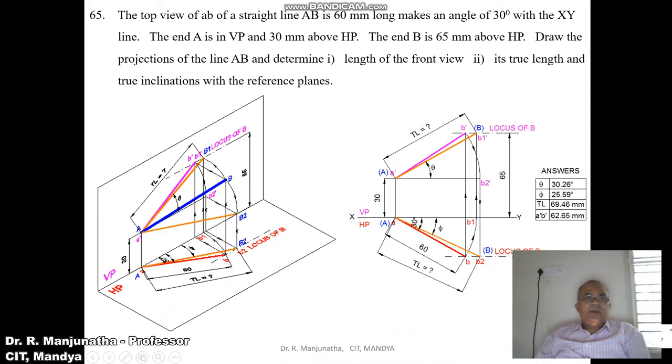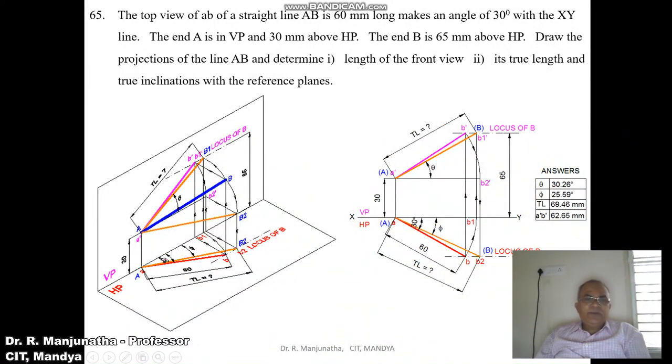So the top view of a straight line AB is 60 mm long and makes an angle of 30 degrees with the XY line. Here end A is in VP and 30 mm above HP. So we consider A to be on the vertical plane. When you look from the top view, we can see A is on the vertical plane and 30 mm above HP.